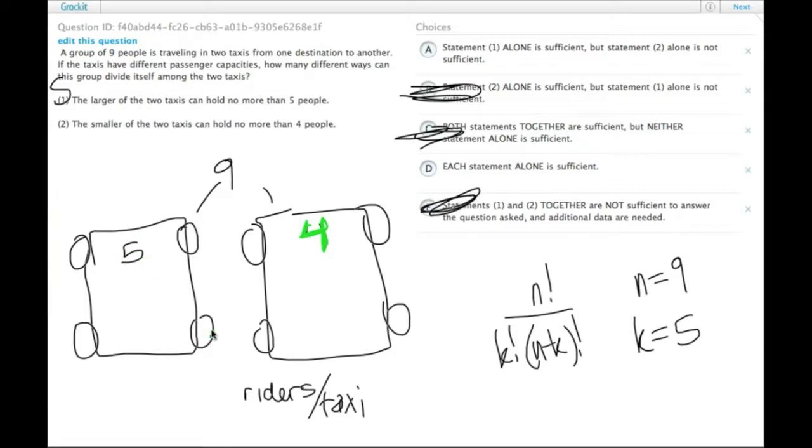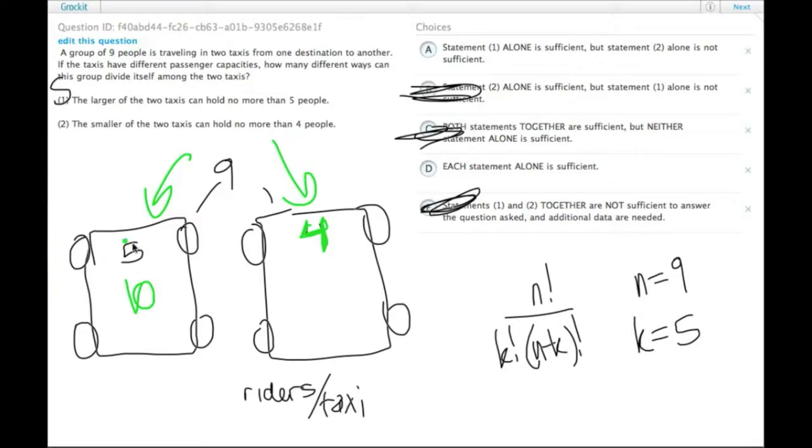If 5 people go in there, then it's exactly what we just figured out for statement 1. What if it's a huge taxi? It's a minivan or a bus or something. What if 10 people can go in there? Then you have a whole bunch of different combinations, including all of them going in the big taxi and none of them going in the small one.